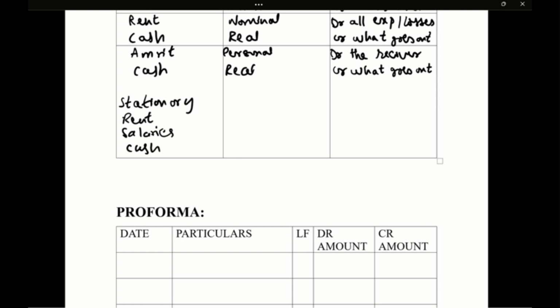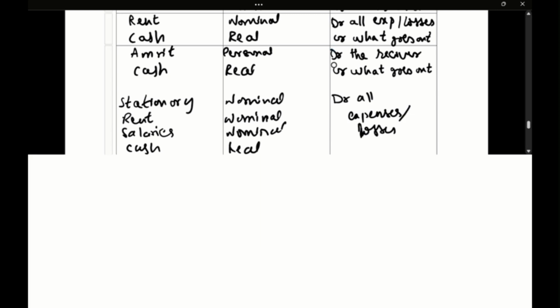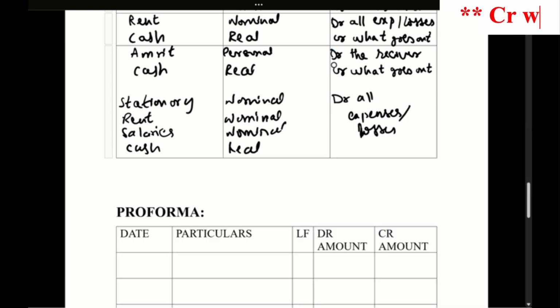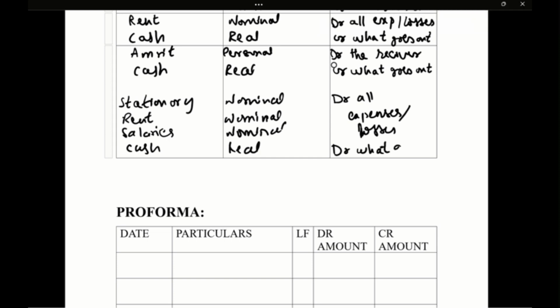As well as cash, these both are nominal accounts. Here we have a real account. So for a nominal account, debit all expenses or losses, and here we have debit what goes out.